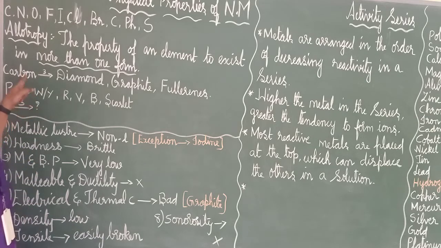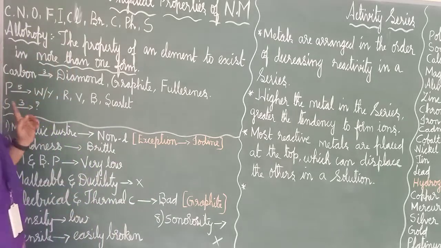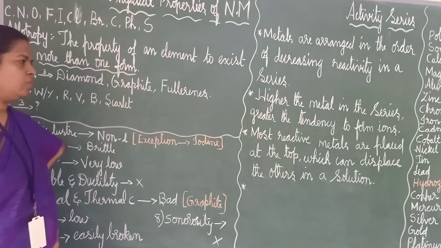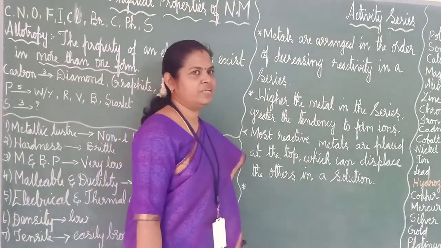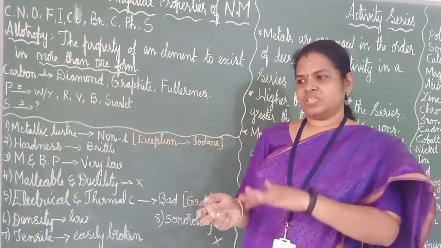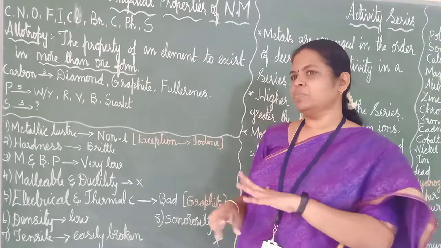Same way, examples. Carbon will have 3 forms. This you should study because you are going to study this this year. Diamond, graphite and fullerene. In phosphorus there are 5 forms and in sulfur there are 3 forms. Okay, now we have studied the physical properties of metals. Same way, it is just the opposite of those properties. Metals will have the property, non-metals will not.